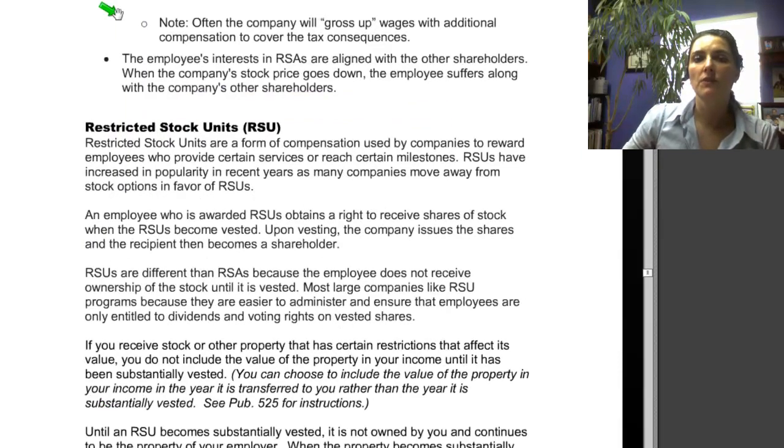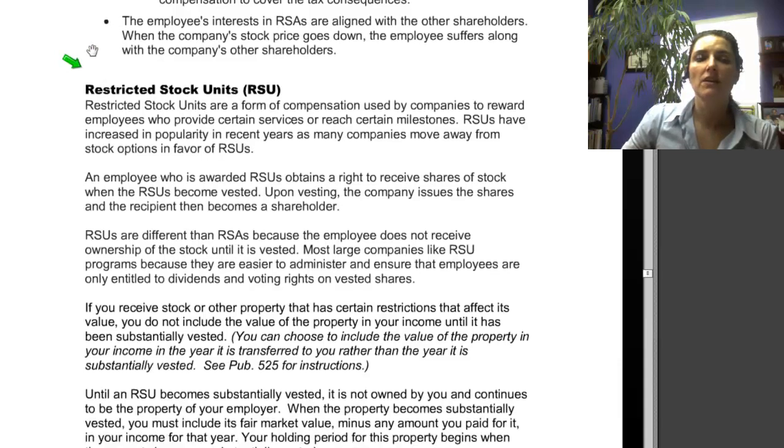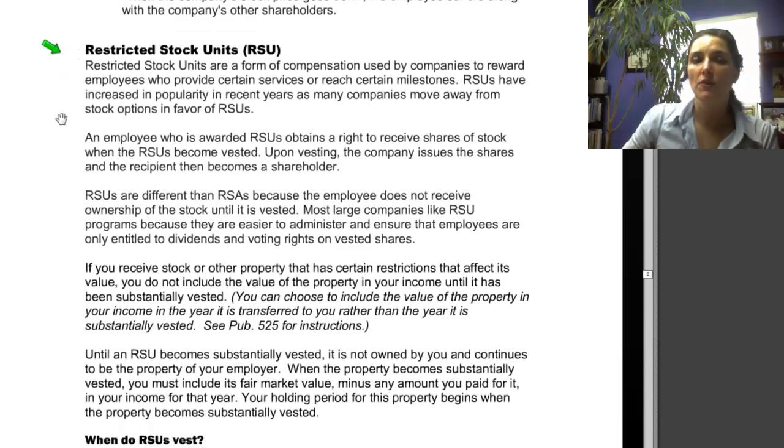Note, often the company will gross up wages on the W-2 with additional compensation to cover the tax consequences. The employee's interests in RSAs are aligned with other shareholders, so when the company's stock goes down in value, the employee suffers along with the company's other shareholders. Let's compare RSAs with RSUs, which are the more common item, and actually they're becoming increasingly popular as, again, ISOs fade from popularity and are replaced with ESPPs and RSUs.